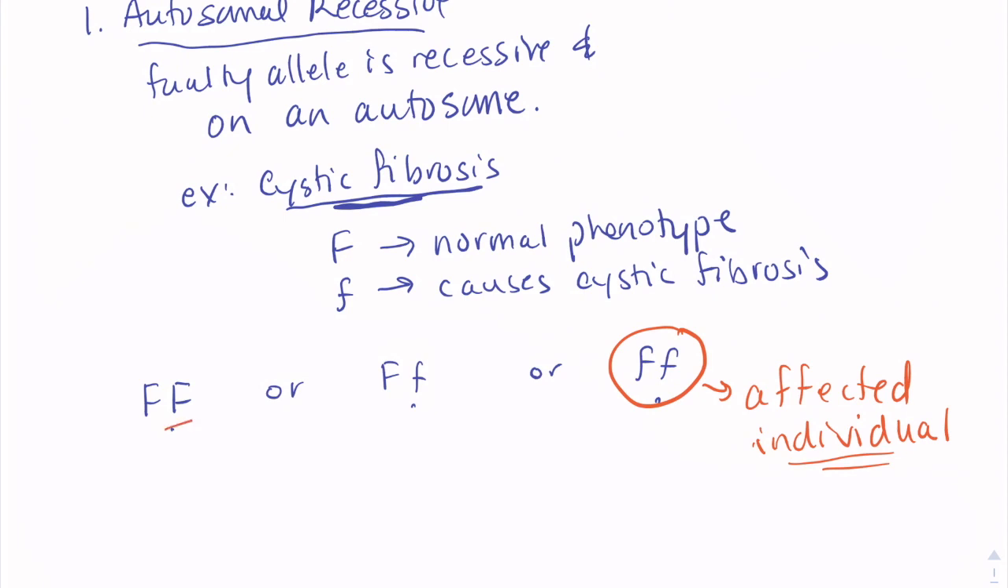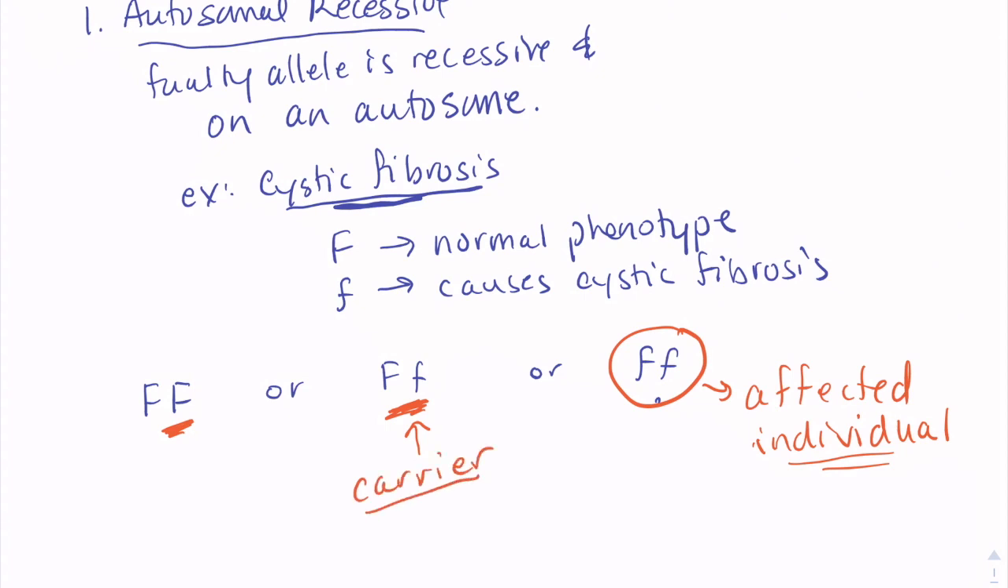So neither homozygous dominant or heterozygous are affected. These are both healthy genotypes. This individual won't have cystic fibrosis. This individual won't have cystic fibrosis. But what is the deal with this individual right here? The heterozygous person is what we call a carrier.